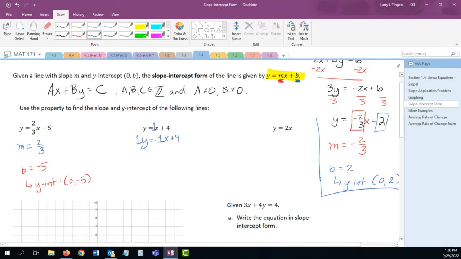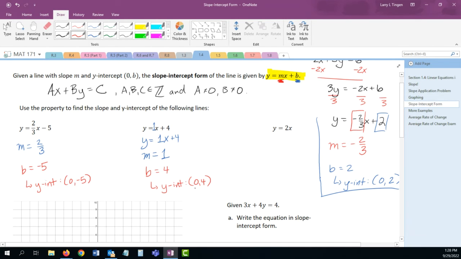It's also sitting over here in front of the y, but we just don't care. Okay? Now, what's the slope? Well, the slope is the coefficient of x. The coefficient of x is 1. The y-intercept, or the b value, is positive 4, which means the y-intercept is the point 0, 4.